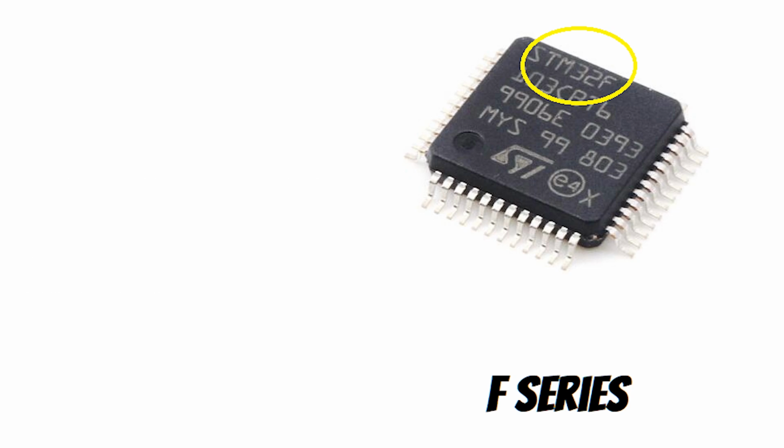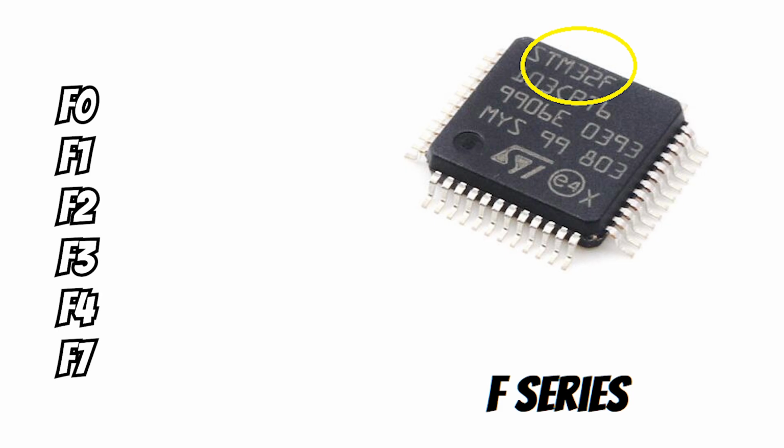They're categorized into different categories starting from F0, F1, F2, F3, F4, and F7. Don't ask me why they jump from F4 to F7, I got no clue. You'll see on the package that they'll have, for example, STM32 F0, STM32 F1, STM32 F2, STM32 F3, STM32 F4, and STM32 F7. So that's how they categorize all of those ones.